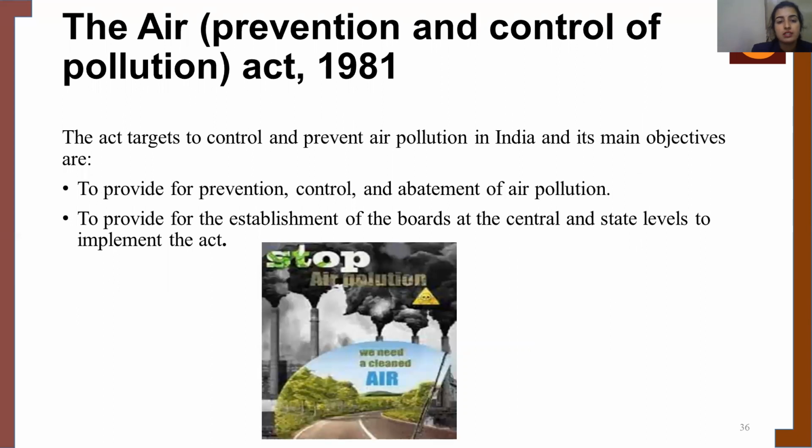The next act is the Air Act 1981, which covers the prevention and control of air pollution. The act aims to control and prevent air pollution in India, and the main objectives are to provide for the prevention, control, and abatement of air pollution, and to provide for the establishment of boards at the central and state level to implement this act.